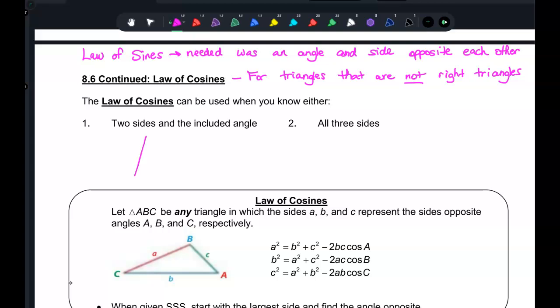One scenario is, let's say you know two sides, 10 and 12, and the included angle, maybe 50 degrees. This is a case where we can't use law of sines because we do not know a side and an angle opposite each other. The second situation would be, what if we know all three sides? Let's say 10, 12, and 8. When we don't know any angles, but we know the three sides, we can use law of cosines.